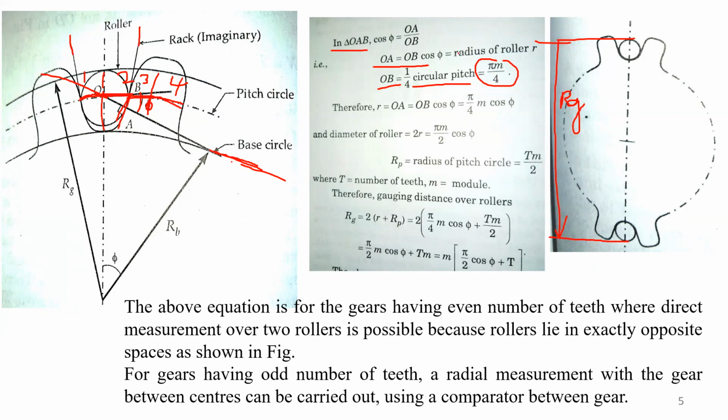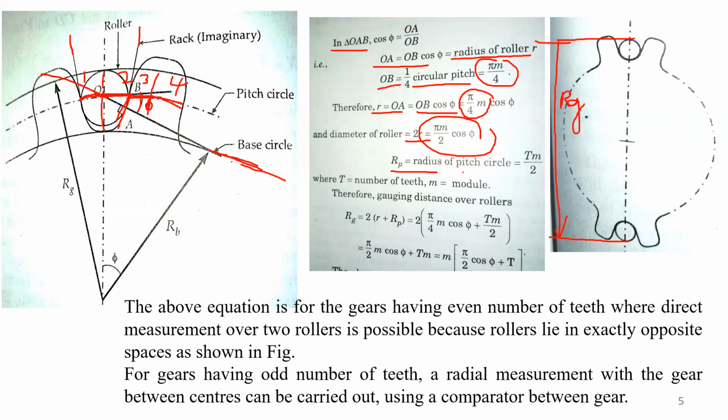Therefore, because OA represents the radius of the roller, r is equal to OA, that is equal to OB cos phi. OB is nothing but pi m by 4, so r is pi m by 4 cos phi. But what is the diameter of the roller? It is equal to 2 times the radius, that is pi m by 2 cos phi. But we need to measure the gauge reading or gauge length over the roller.